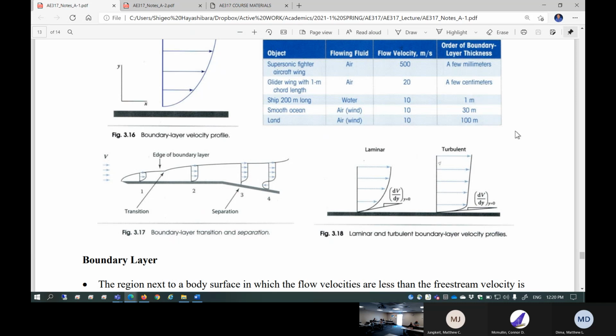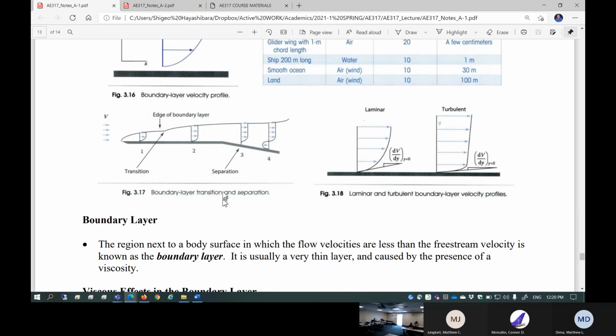Anyways, this is boundary layer transition. Transition from laminar to turbulent always happens. It depends on the shape, of course. It depends on the Reynolds number, of course. It depends on so many things, but you can predict it nowadays.